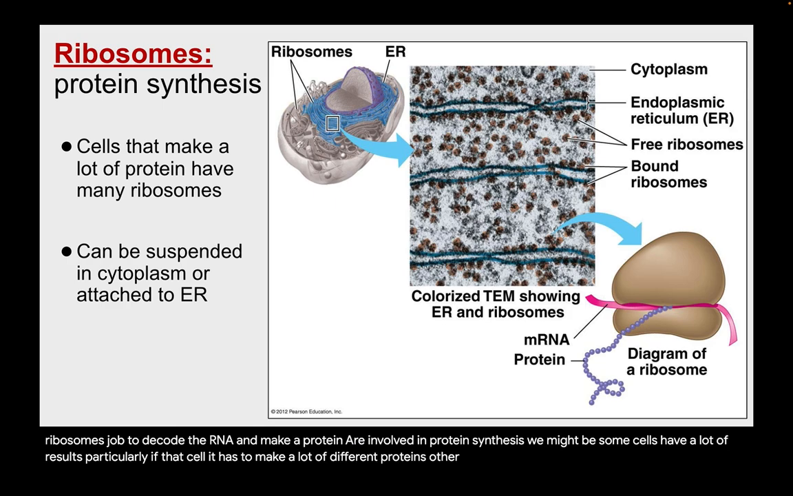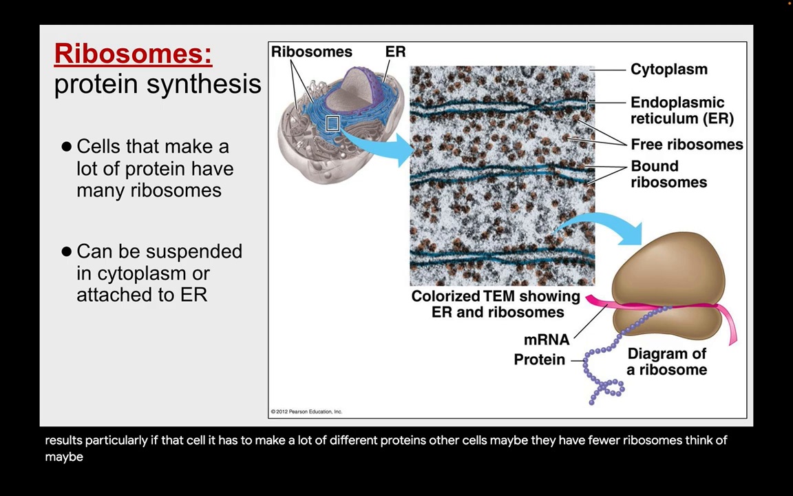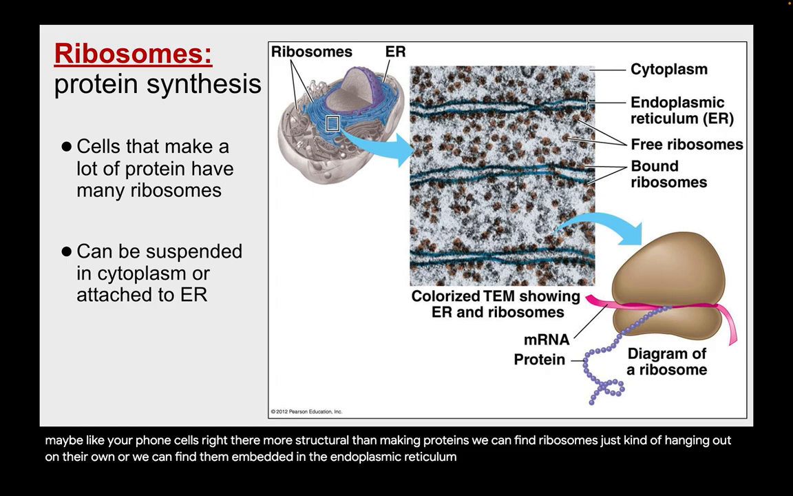Other cells, maybe they have fewer ribosomes. Think of maybe your bone cells, right? They're more structural than making proteins. We can find ribosomes just kind of hanging out on their own, or we can find them embedded in the endoplasmic reticulum. So the endoplasmic reticulum is the one that we'll talk about next.